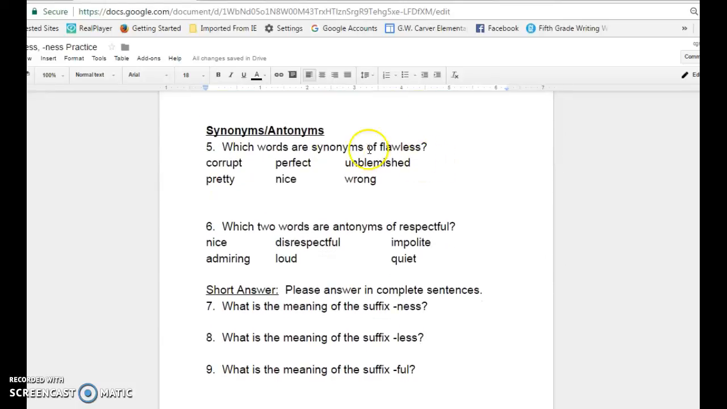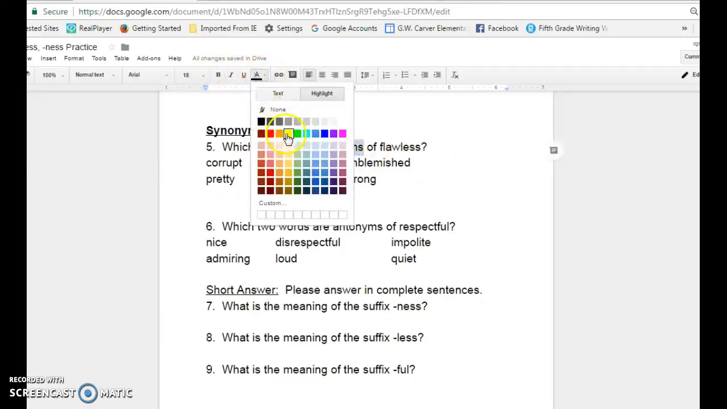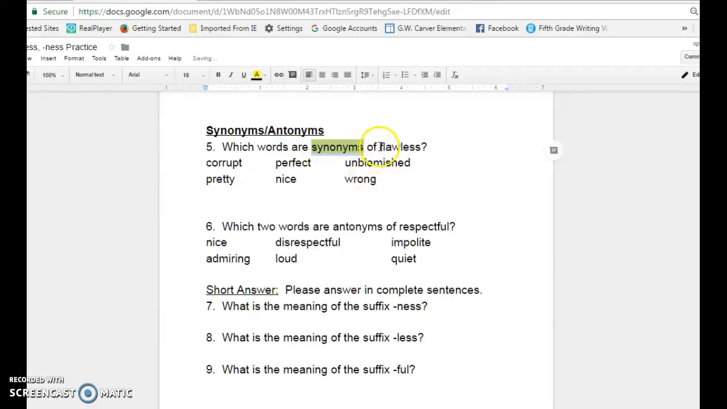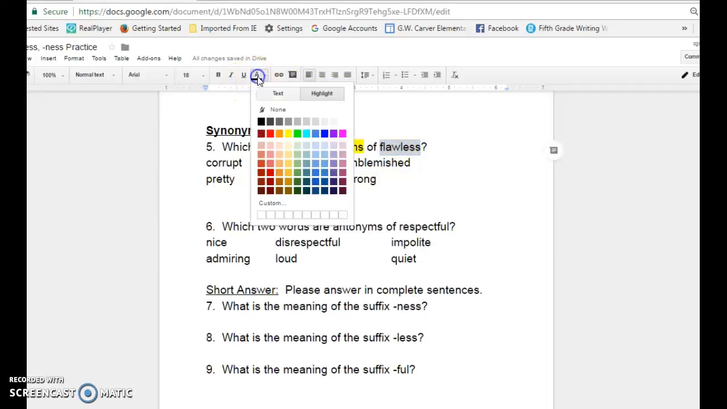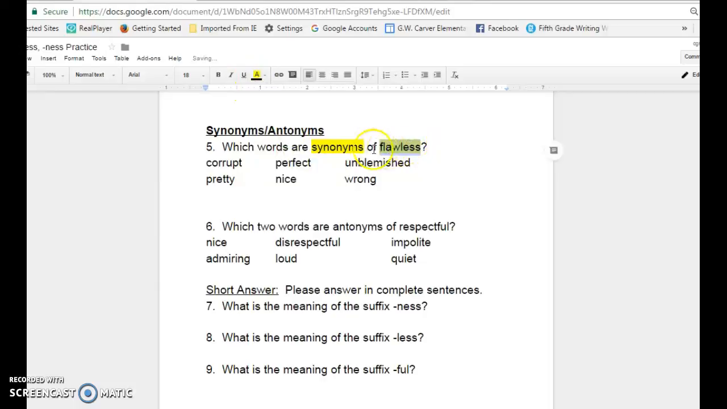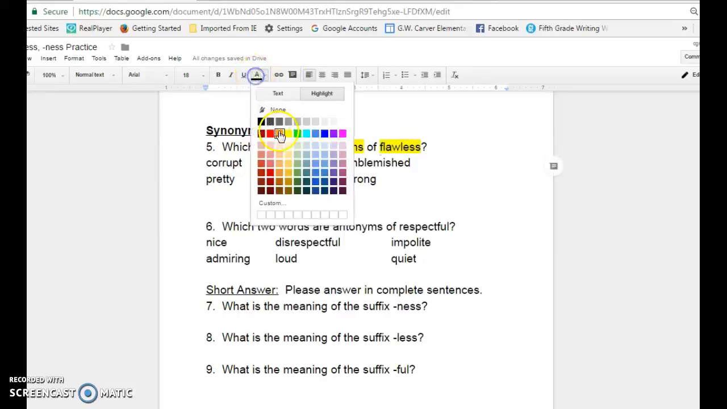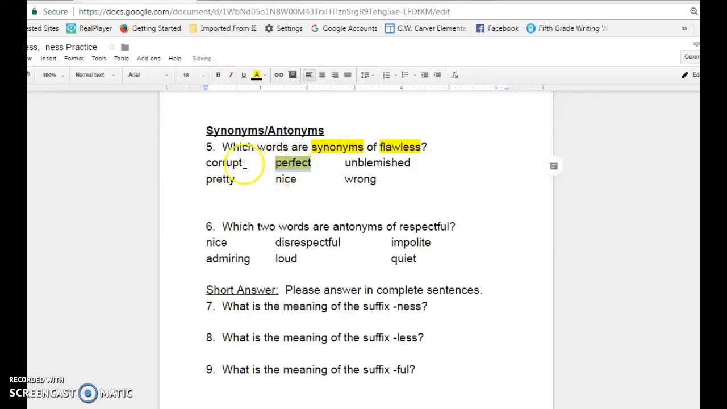Which words are synonyms of flawless? Synonyms mean the same. So you just need to think, what does flawless mean? Well, flawless means it is perfect. So we're looking for words that are synonyms. We're definitely going to highlight or choose perfect. Is there anything else here that means perfect?